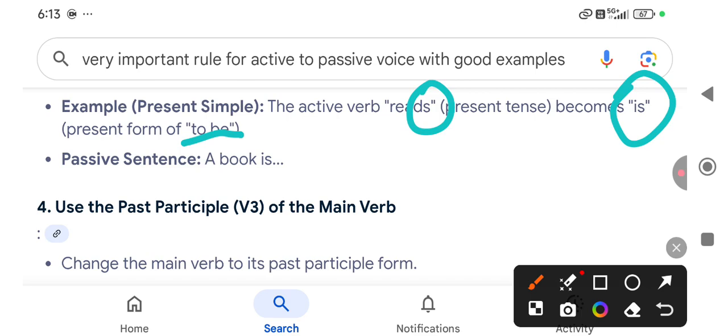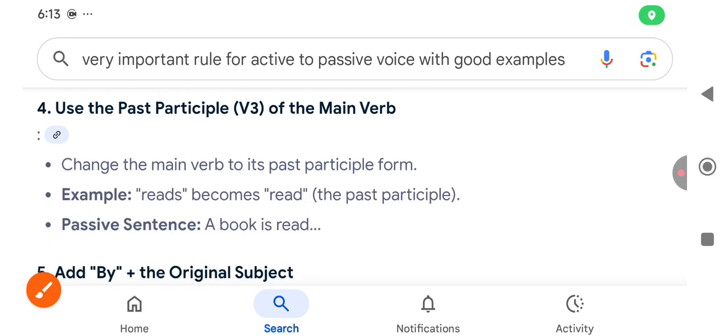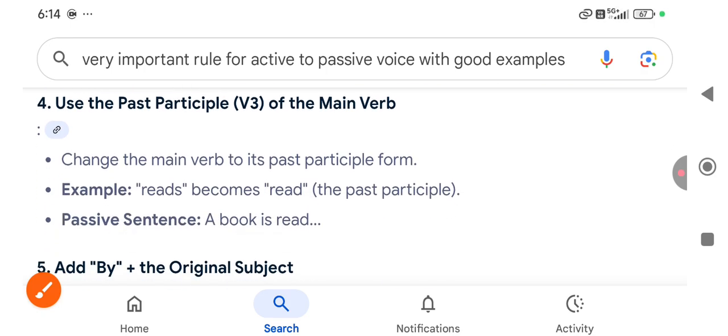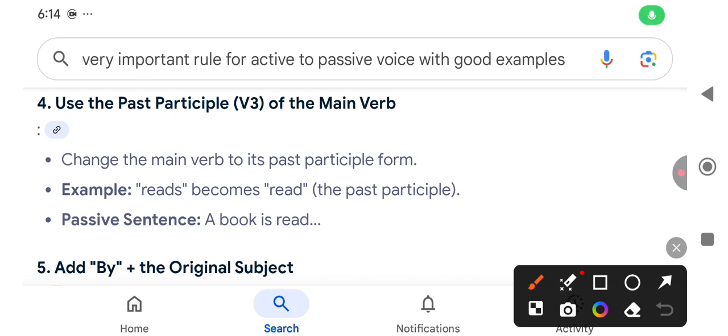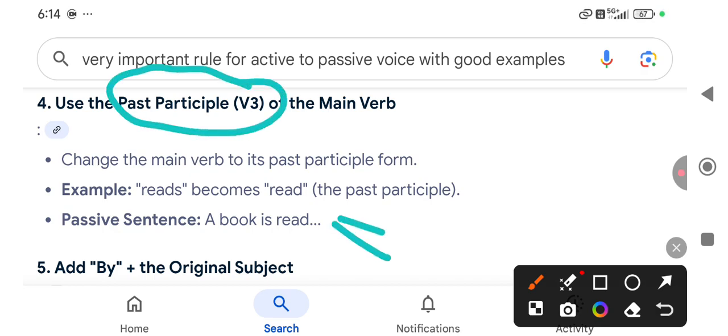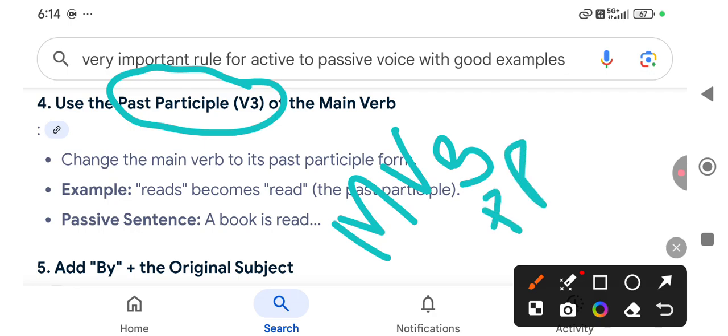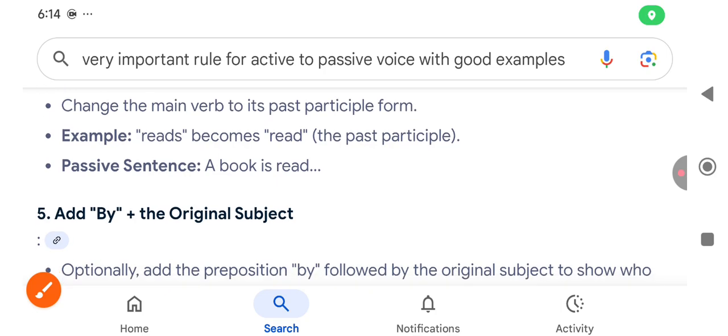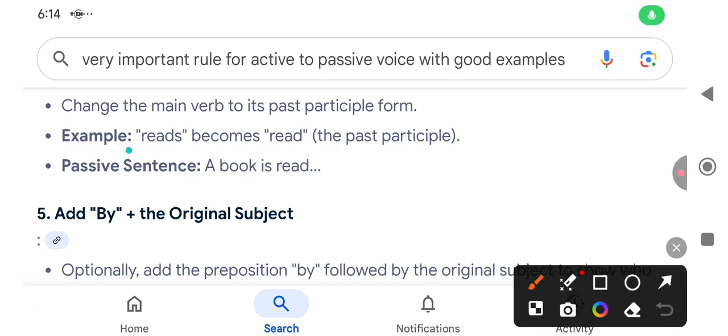So is word will be chosen. Okay. Now then next is use the past participle, or third form of verb, main verb. That is the same. Main verb third form is also called past participle, right? So we change the main verb to its past participle form. Example, reads becomes read. Why? Because read, read, past participle.